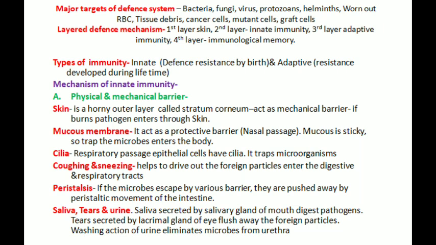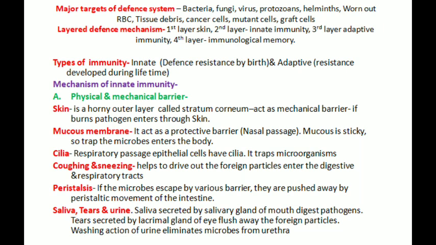Then the second substance is mucous membrane. It acts as a protective barrier. The mucous membrane is present inside the nasal passage of the body. The mucus is sticky, so the sticky mucus traps the microbes that enter the body. Then cilia. Cilia are present in the respiratory passage. Inside the respiratory passage, the epithelial cells have cilia. The cilia trap the microorganisms that enter inside the body through the respiratory passage.